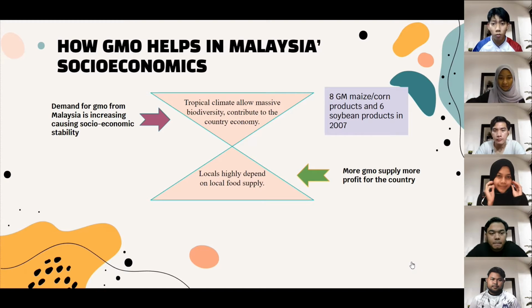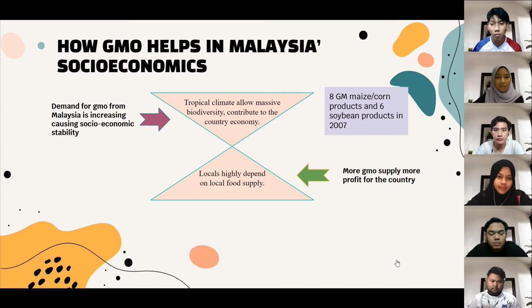First of all, the tropical climate along with massive biodiversity contributes to the country's economy. Malaysia has a nice and suitable tropical climate, which makes it easy for GMO to live in Malaysia. So there were 8 genetically modified products, like maize or corn and soybean seed products, in 2007. So the demand for GMO from Malaysia is increasing, causing socio-economic stability.